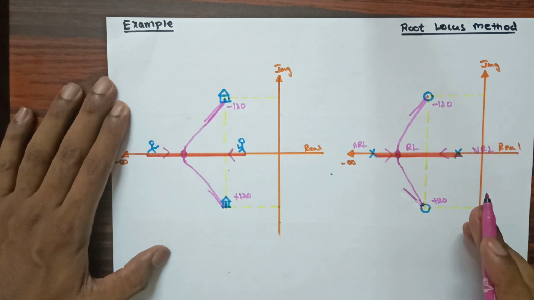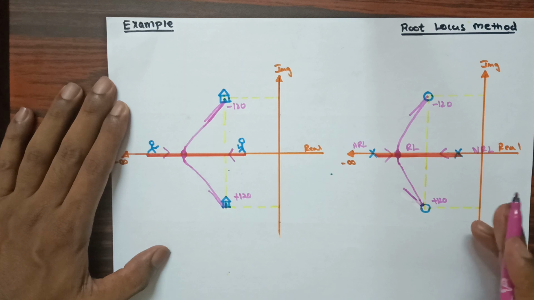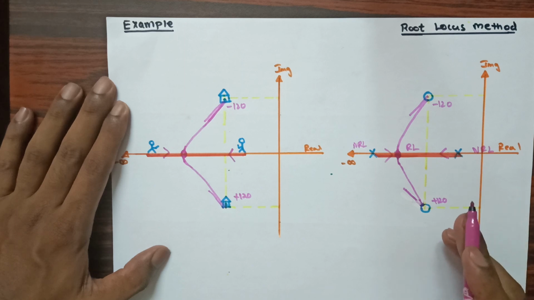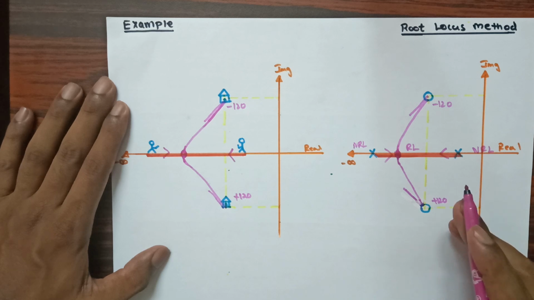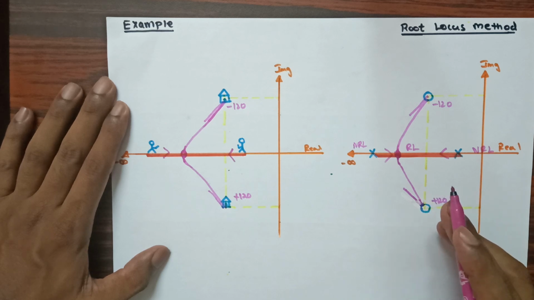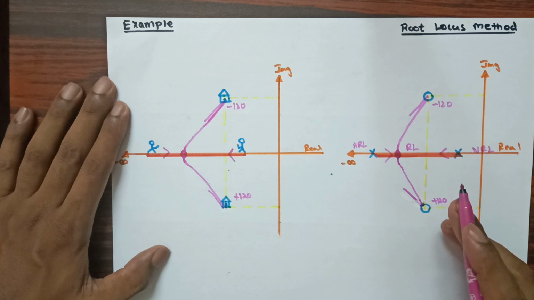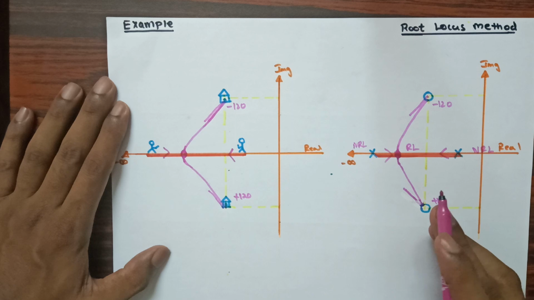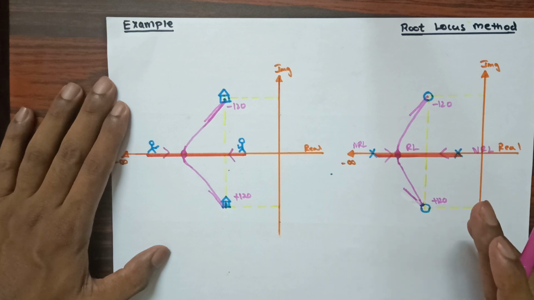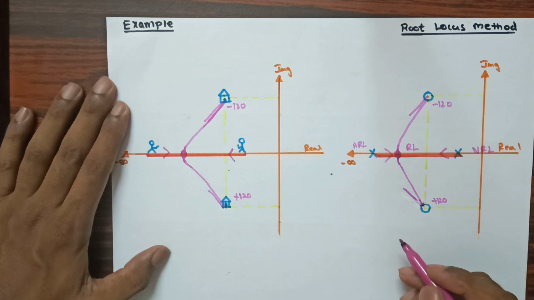In the next video we are going to solve some problems on this root locus method, and then we'll see how to calculate the centroid value, angle of asymptotes value, and then the breakaway point, and then intersection with the imaginary axis, then angle of departure, and then angle of arrival. So these are the things we need to calculate in the root locus method, and then at the end we need to sketch this root locus with the values. So hope you understood this example.